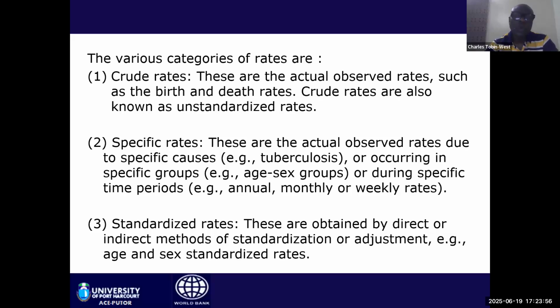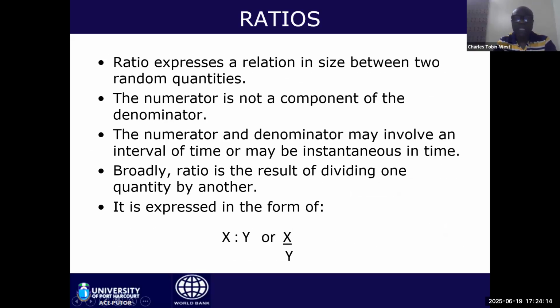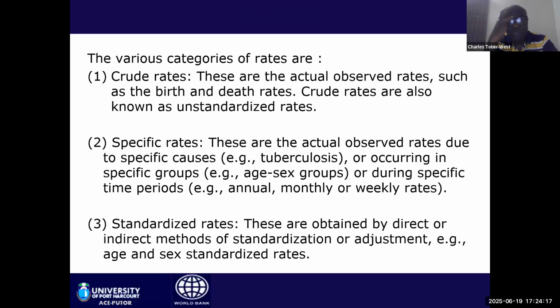Okay? Crude rates are just the general type of rates. We do not rely so much on crude rates because they have a lot of disadvantages, but they are not useless anyway. It's not as if we don't use them. So these are the actual observed rates, such as birth rate, death rate. Crude rates are also known as unstandardized rates. Death rate in a place, birth rate in a place. We use them, but they have a lot of limitations. I will tell you why. As we go on, you will understand better.